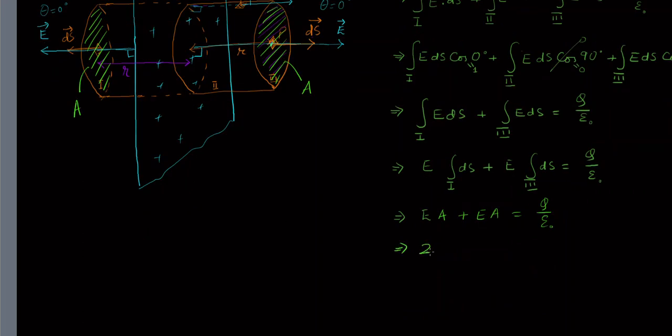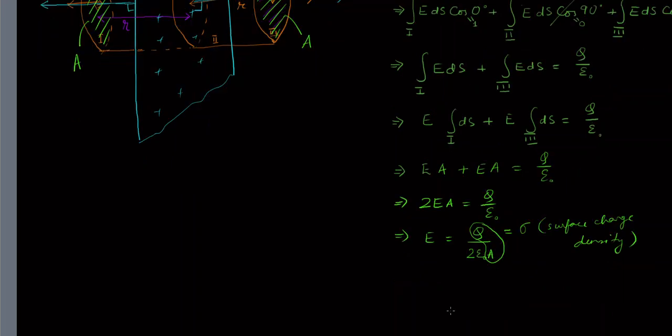So how much am I getting here? 2EA equals Q by epsilon naught. So E is equal to Q by 2 epsilon naught A. What is charge by area? Charge by area is equal to sigma, the surface charge density. So therefore you have E is equal to sigma by 2 epsilon naught. This is the required expression.